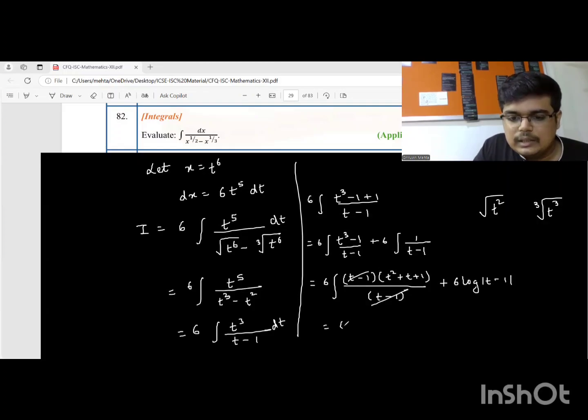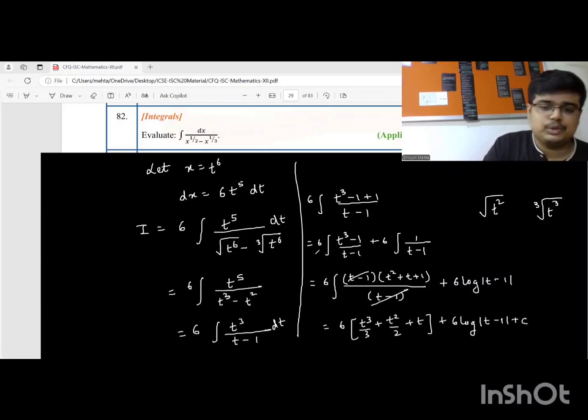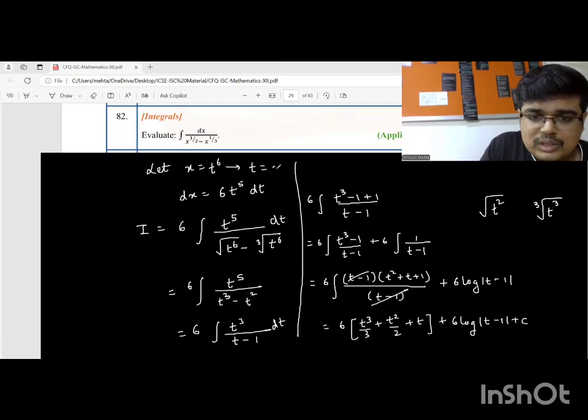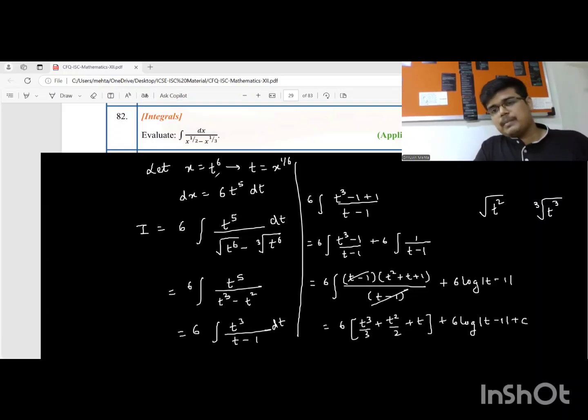Integrating this is easy. This is t cube by 3 plus t square by 2 plus t and plus 6 log mod t minus 1 plus c. Final step, students, you'll have to replace t with x raised to 1 by 6. And that will give you the final answer. So we're done with this.